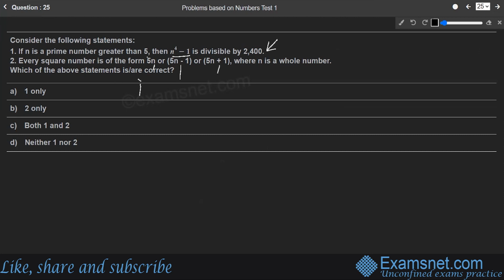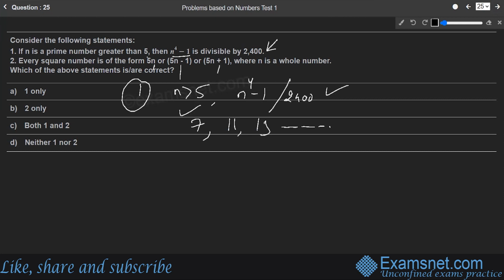So let us verify the first statement. It says if n is a prime number greater than 5, then n to the power 4 minus 1 is always divisible by 2400. This is the statement to verify. So let us start by trial and error. Just greater than 5, the first prime number we can take is 7, then we can take 11, we can take 13 and so on. Okay, so let us take 7.